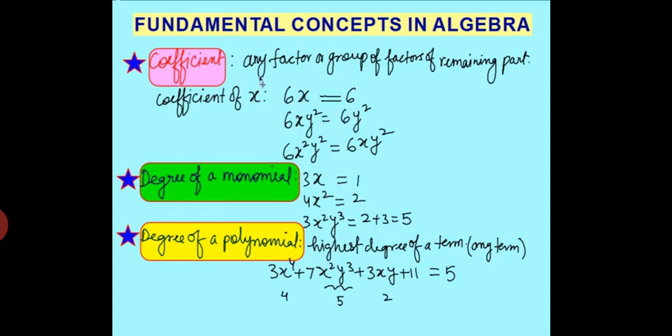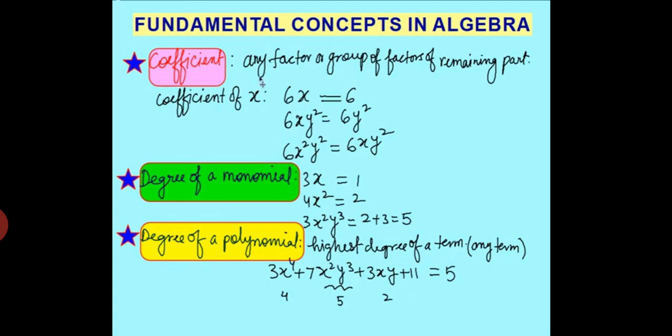Now coming to the degree of monomial. The degree of monomial is the exponent of its variable or the sum of exponents of its variables. In the first example, you can see here it is 3x. Here the variable is x and the exponent, that means the power of x, is 1. So the degree of this monomial is 1. Coming to second example, 4x square. Here the variable is x and the power of x is 2. So the degree of the monomial is 2.